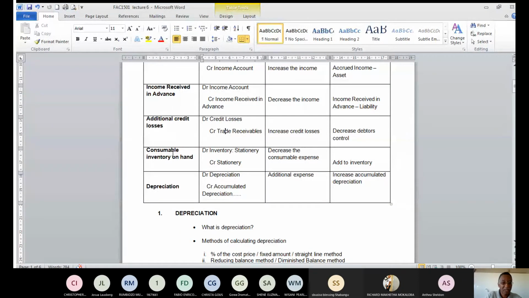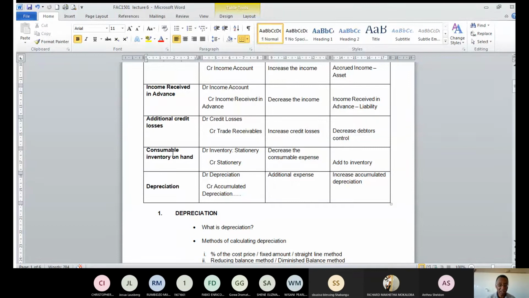We move on to our next adjustment. Our next adjustment deals with consumable inventory on hand. Here we are referring to stationery or packing material that will still be left at the end of the year. So you can have the situation whereby you perhaps bought stationery for 900 Rand, but you've only used up 600 Rand of that. And at the end of the year, there is still 300 Rand worth of stationery left.